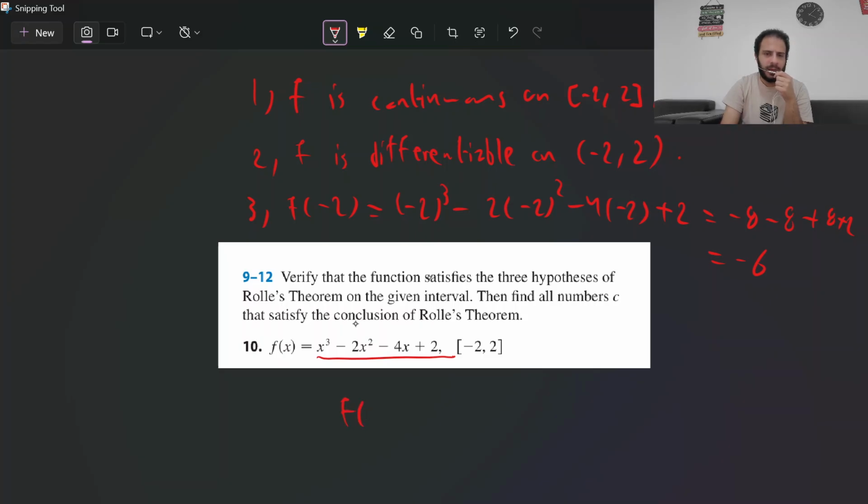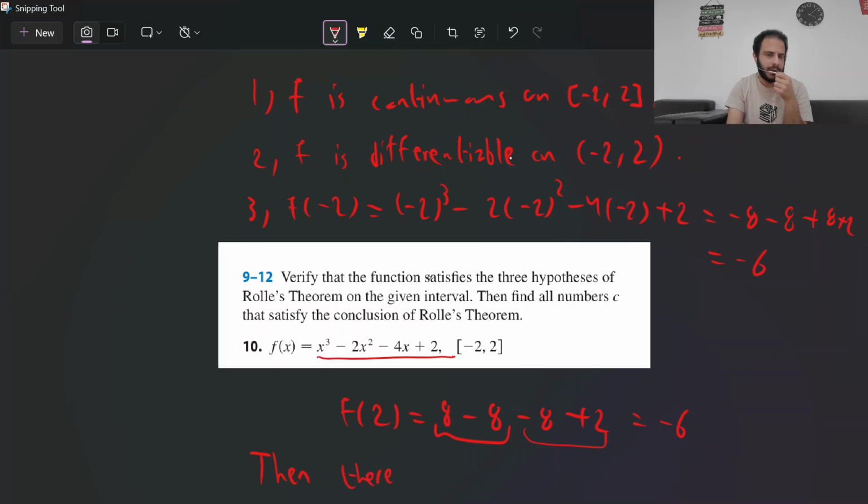If f of 2 is also -6, then Rolle's theorem is satisfied. And it will be, because the equation is designed to satisfy Rolle's theorem, okay? So 8 minus 8 minus 8 plus 2. 8 minus 8 is 0. Minus 8 plus 2 is -6. So let's find now what's the conclusion.